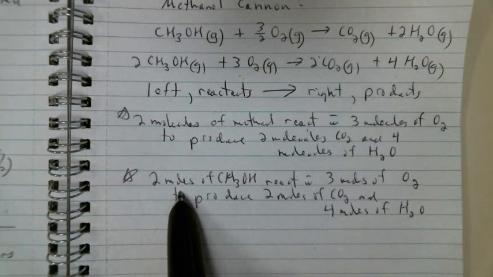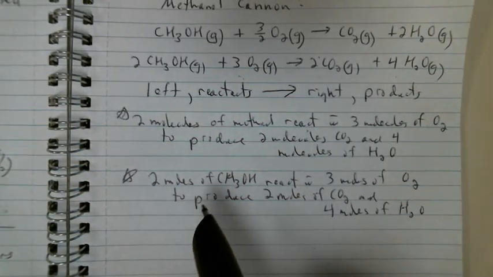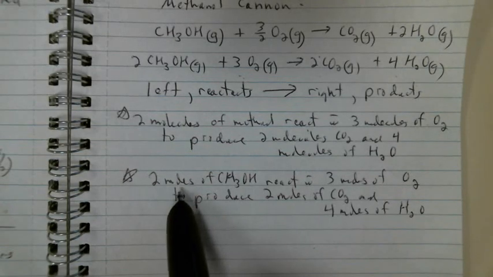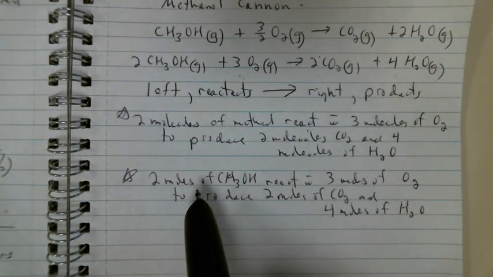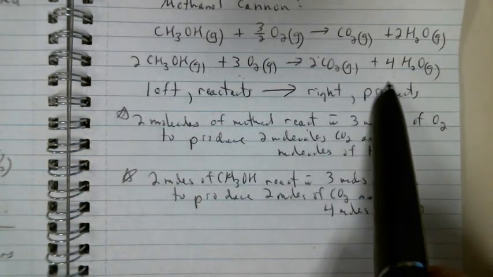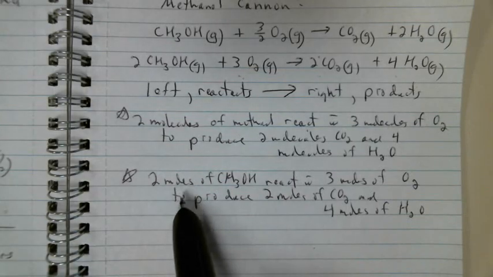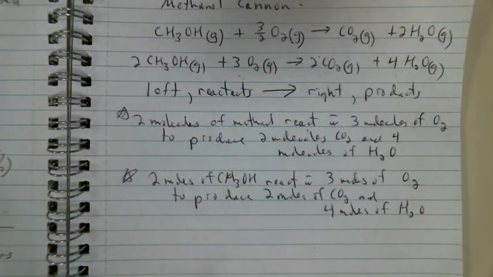But when we're doing moles, what we have to get used to is that it's the same thing. Moles are still just a way of counting molecules, right? So 2 of these plus 3 of these give 2 of these and 4 of those. And moles are just a scaled up version of a way of counting it on a scale that we can measure in terms of grams. And so that's what we have to do.